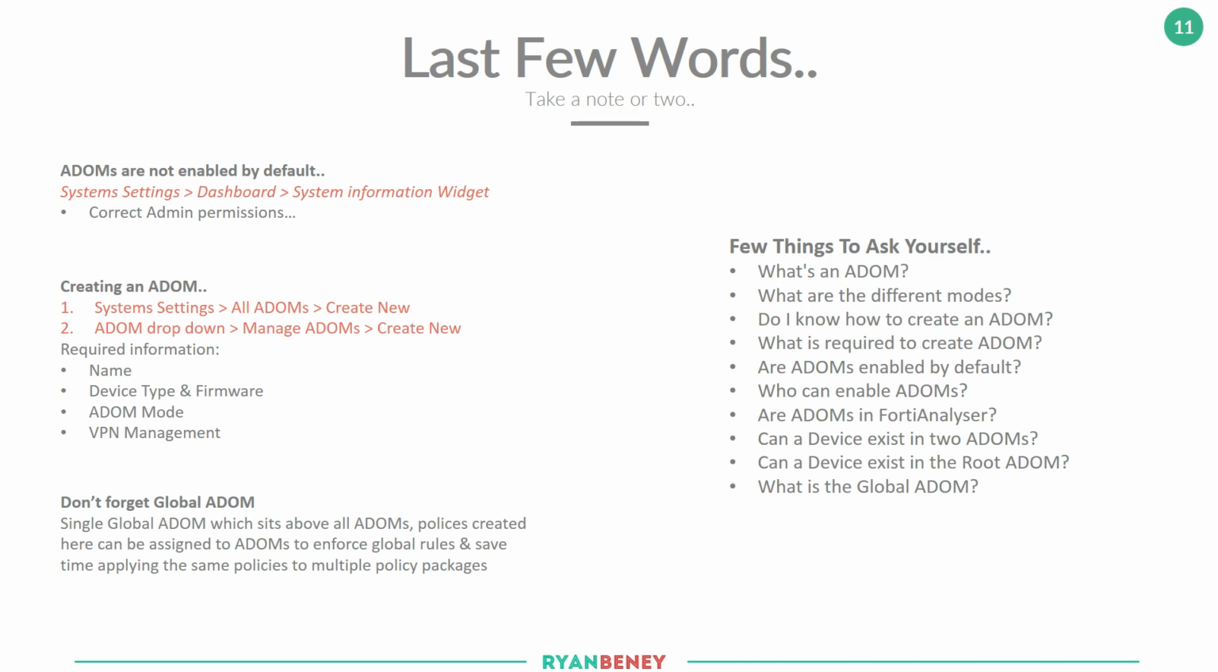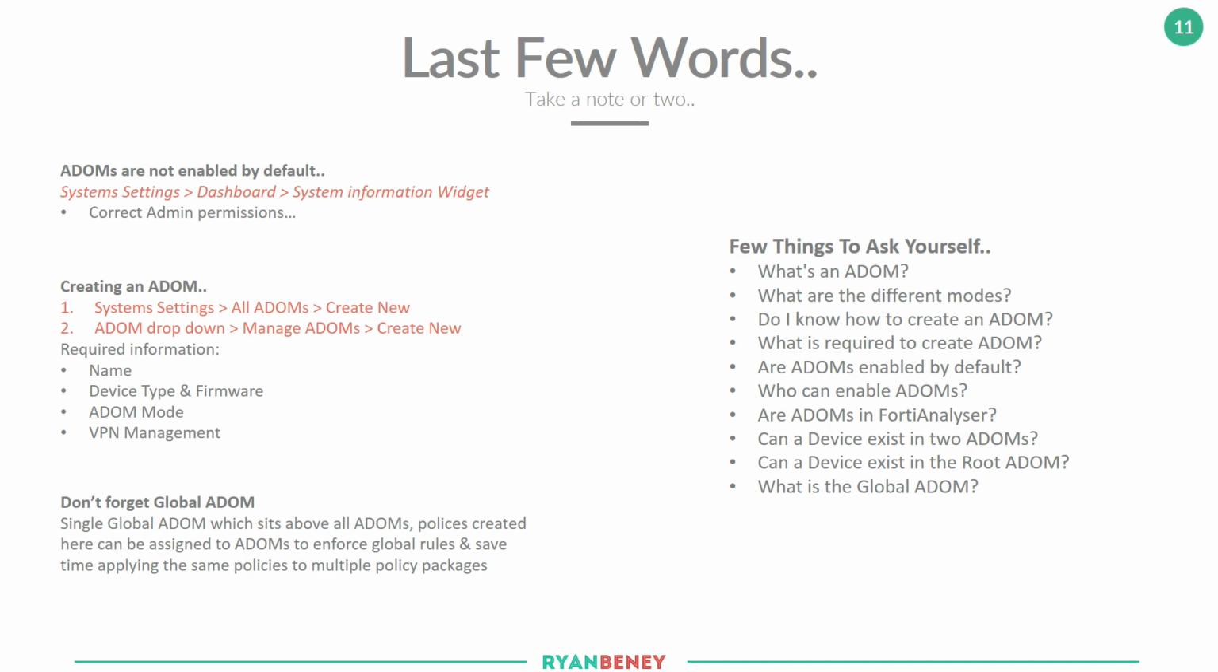We need to know how to create an ADOM. There are actually two ways. You can do it through the system settings, the all ADOMs, and the create new section, which is the bit that we just did. Or we can go through the ADOM, we can hit the drop down, click manage ADOMs, and select new. We need to understand the required information, the name, the device type, the firmware, why it's important to have the correct firmware, the ADOM mode and what's the difference between those modes, and the VPN management. Again, we will touch more on that later, but understanding that there are two management modes when creating those ADOMs.